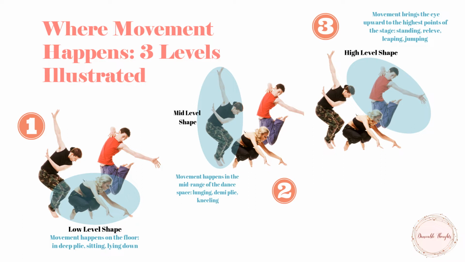And then the third is the high level shaping. This is stuff that is done vertical, standing, it's releve, it's leaping, it's jumping. So if you look at the stage space and you divide it into thirds, that's the easiest way for our young choreographers to understand this concept.